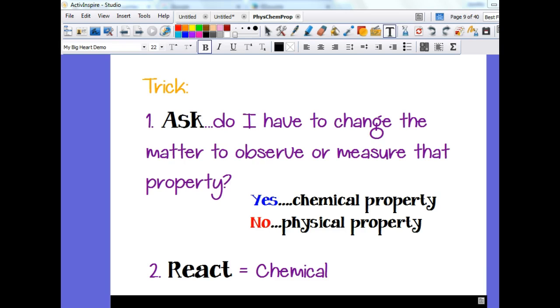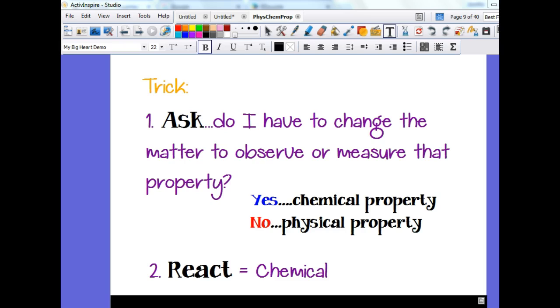Ask yourself, do I have to change the matter in order to see that property in action or to measure it? If the answer to that question is yes, it's a chemical property. If the answer to that question is no, it's a physical property. And then anytime you see the word react, it's a chemical property.